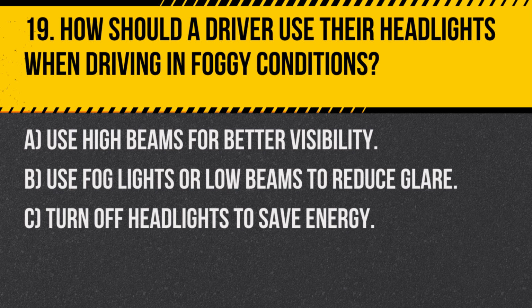Question 19. How should a driver use their headlights when driving in foggy conditions? A. Use high beams for better visibility. B. Use fog lights or low beams to reduce glare. C. Turn off headlights to save energy. Answer: B. Use fog lights or low beams to reduce glare. High beams can reflect off the fog, worsening visibility.